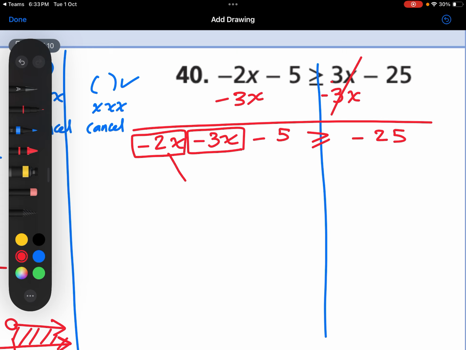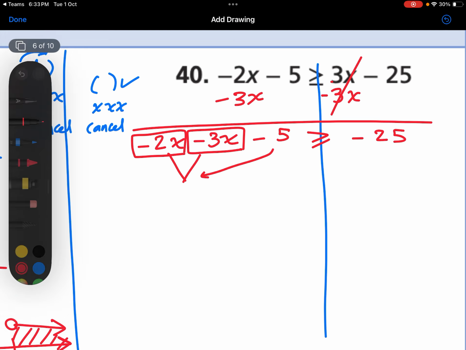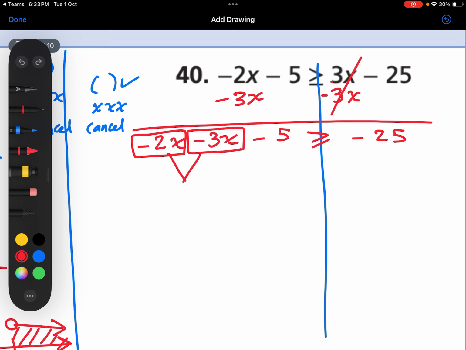Yeah, I can combine them. Can I combine the 5 with them? No, because it's not like term with them. These have variables and this one doesn't. Same sign, add. Both of them are negative, so add. 3 plus 2, it's 5, negative x. Just write the rest of the equation.